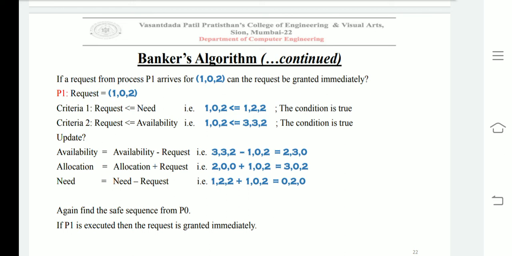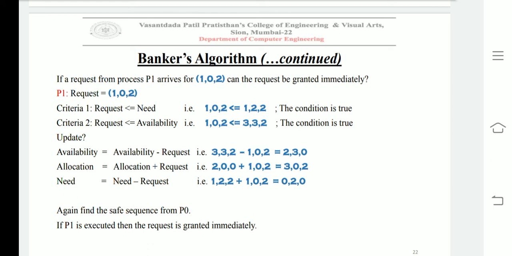Now we will update the value for the allocation of the particular process P1. So what is the formula for it? The allocation, that is the current allocation plus request. We will get the answer as 3, 0, 2. And finally we will update the need of the process P1 and we will get the answer as 0, 2, 0.